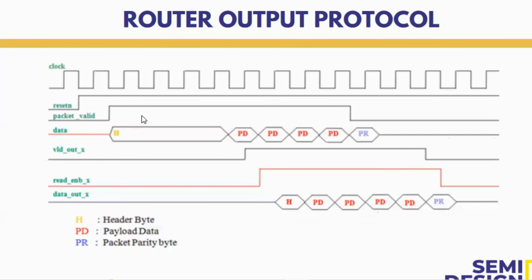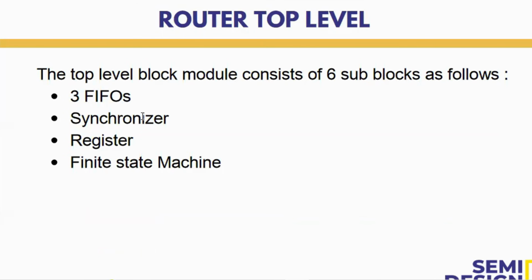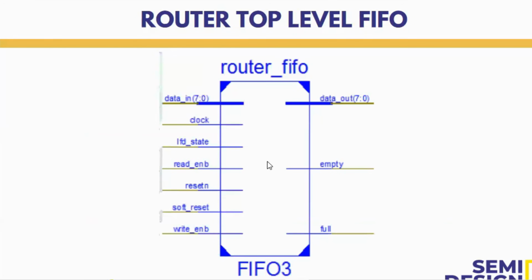Now let's go into the blocks. You have four different blocks: FIFO, synchronizer, register, and the finite state machine. So this is the FIFO. You have three FIFOs here. You get the data in. This could be the header data as well as the payload data. This is the clock signal.